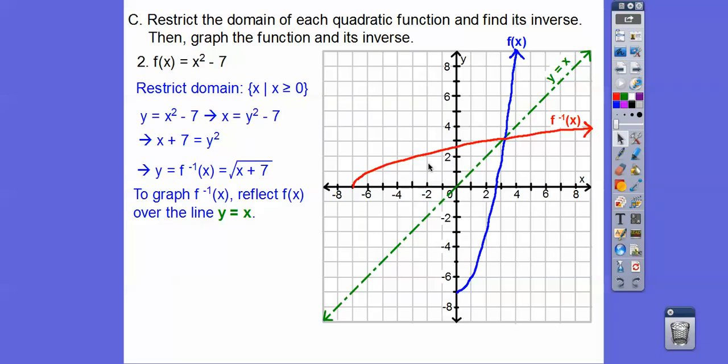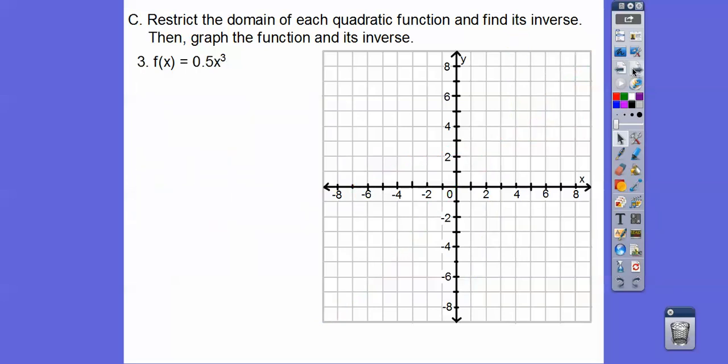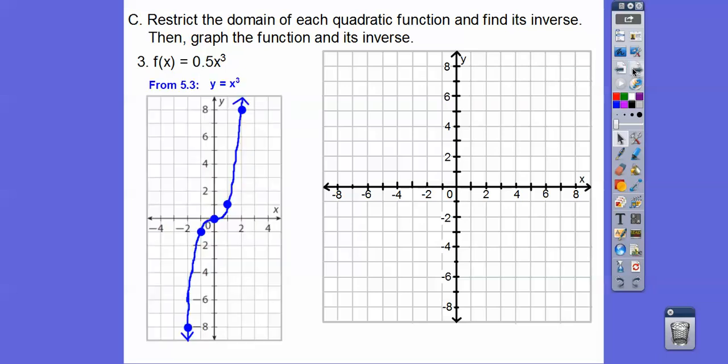The red guy is a reflection of the blue guy over this line right here, okay? And they always go through the same spot on y equals x, okay? So you just had to know the vertex was right there, okay? All right, let's try this with a cubic one, okay? So 0.5x cubed. Okay, remember cubic functions look like this. y equals x cubed from section 5.3. If we went over 1, it goes up 1 cubed, which is 1. If we go over 2, it goes up 2 cubed, which is 8. Here, over 1, down 1.